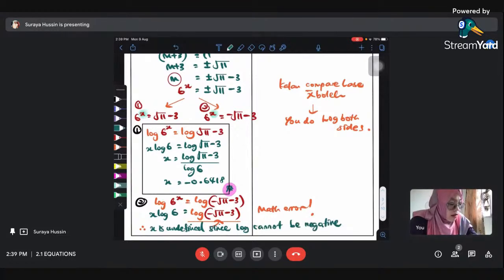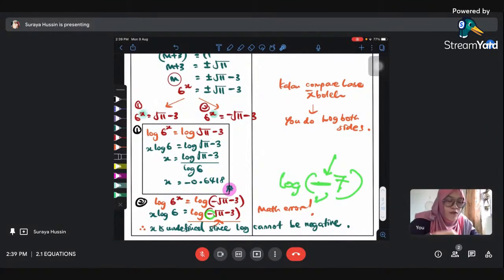Apa yang dimaksudkan log cannot be negative? It is simply because when you press calculator log with any number yang ada negative, tak kisahlah nombor apa pun, yang penting dia negative, you will always get maths error dalam calculator. Okay, there are no value for log negative. So bila nampak je log negative, terus jawapan dia reject.